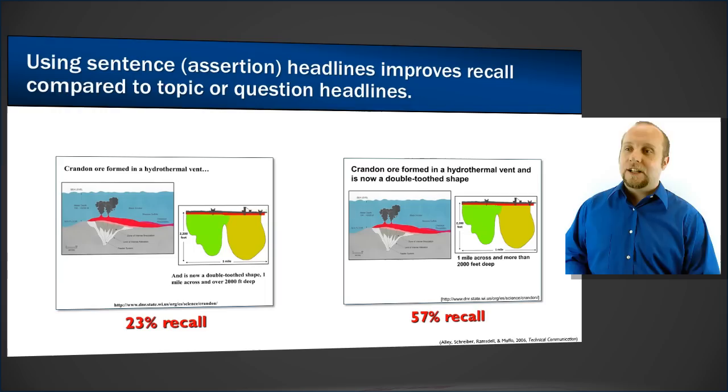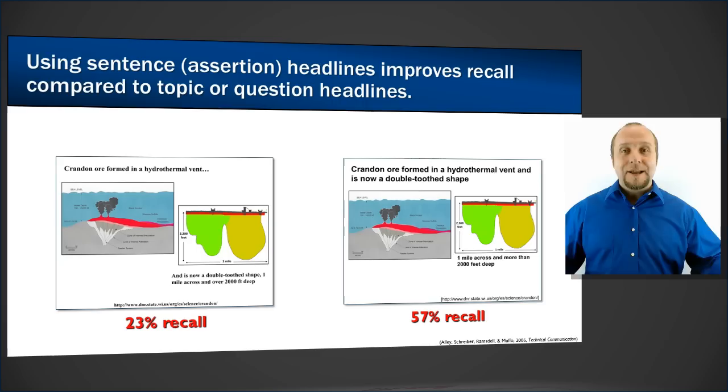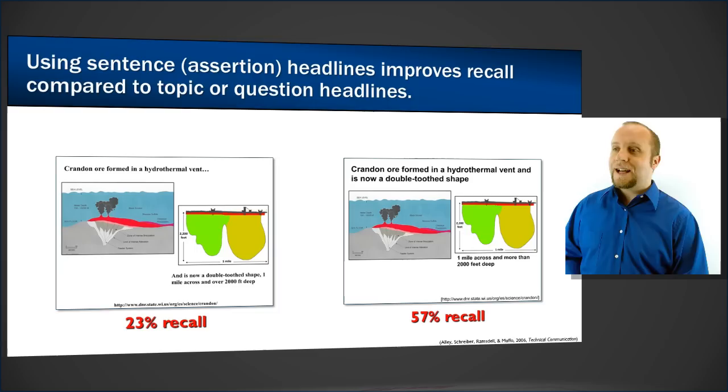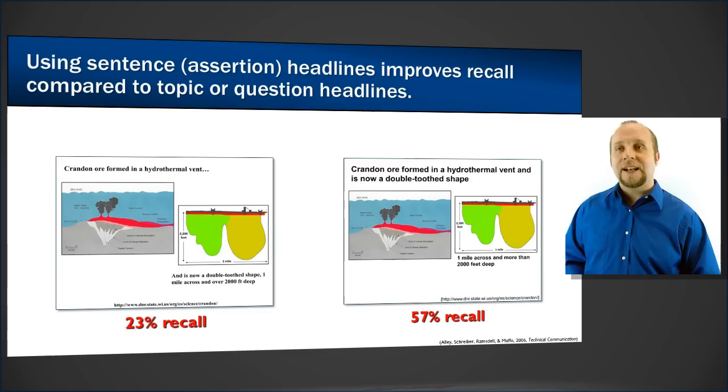One study was conducted, published in the journal Technical Communication in 2006, that showed that simply replacing non-full sentence assertion headlines with full sentence assertion headlines drastically improved the recall of students who were then tested on this information later. You can see here that this example of a slide used in a college-level geology class more than doubled student recall simply by turning that headline into a full sentence assertion headline.